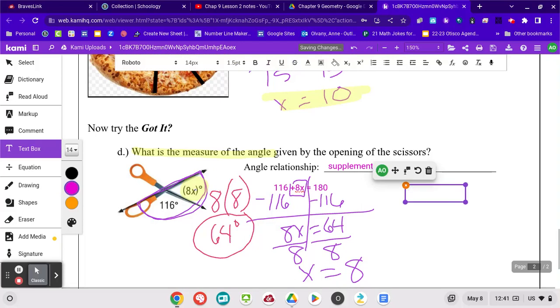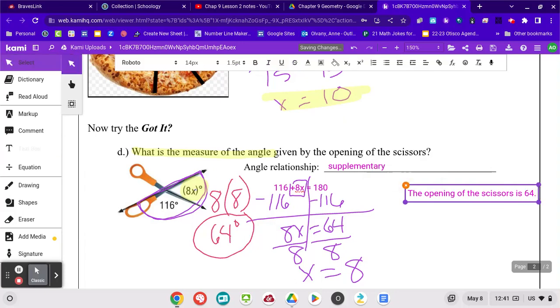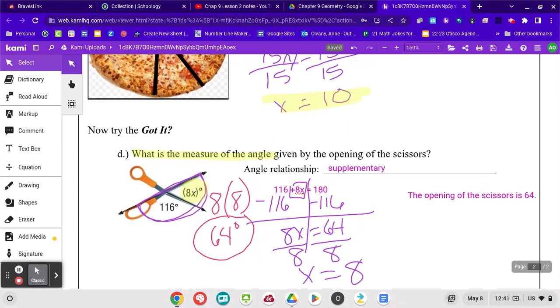I'm going to type that. The opening of the scissors is 64. And I should have a degree sign, but that's just too hard for me to do on my Chromebook. You're not allowed to use that excuse.